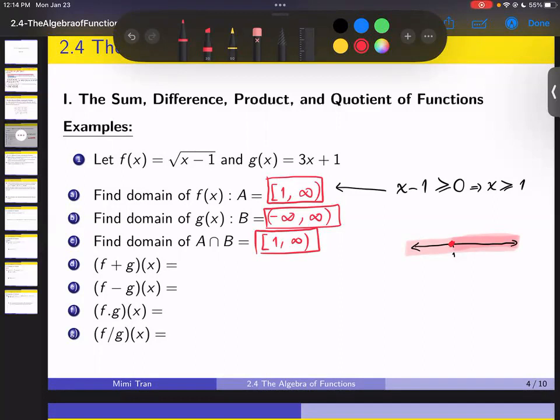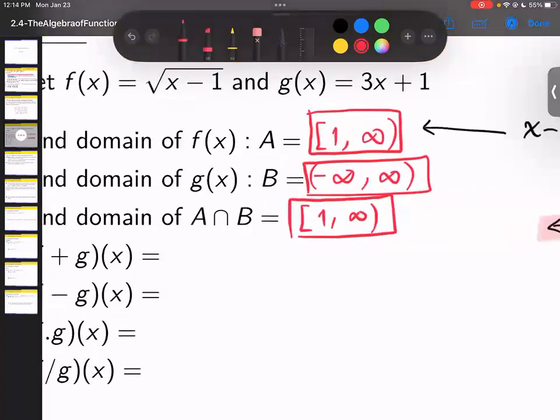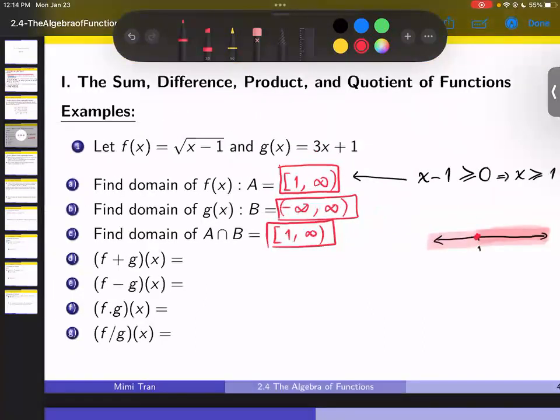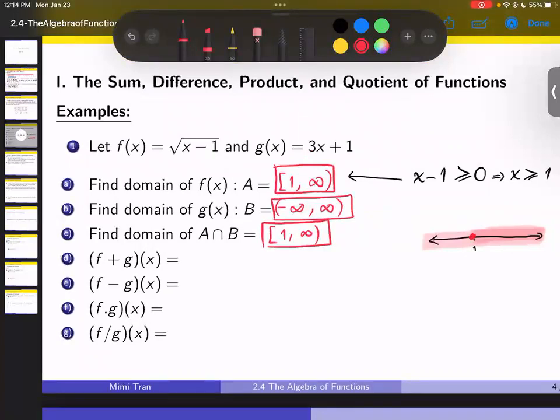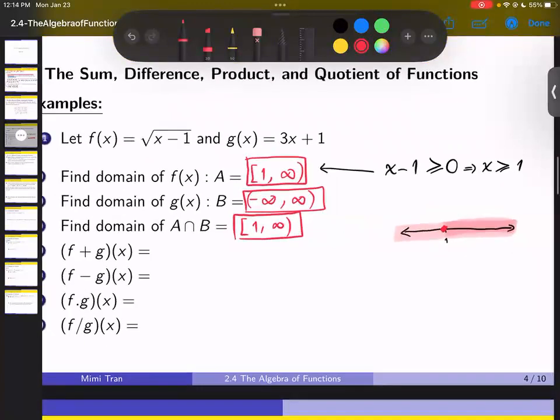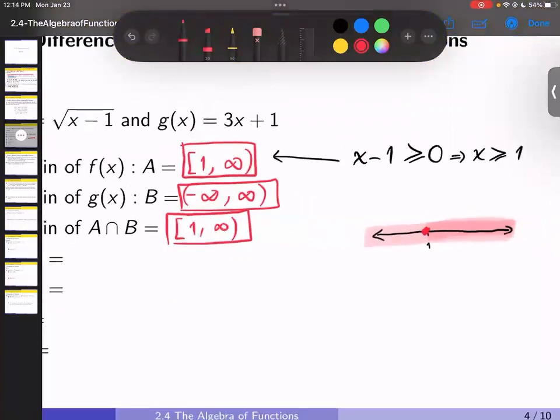Do you understand it now? Yes. Can you explain that one more time? So the domain of A intersection B is going to be the portion where they intersect. So if you are visual people, graph it. For the first one, domain A, it goes from 1 to infinity, right? For the second one, it is everywhere. So where they intersect, where the darker shade is, which is 1 to infinity.